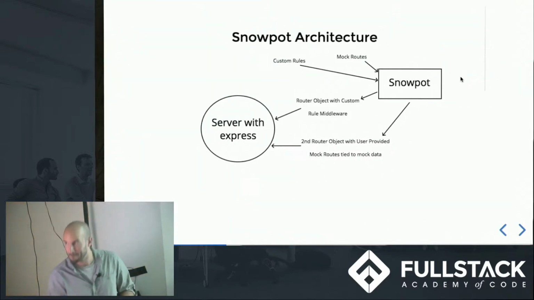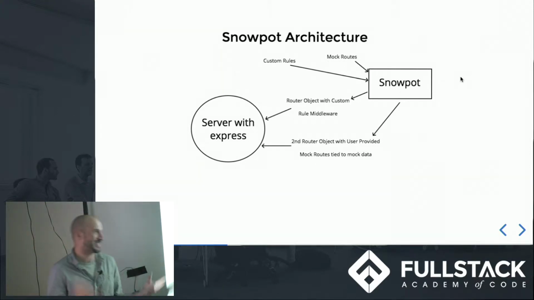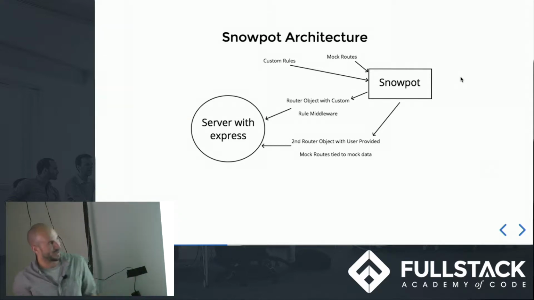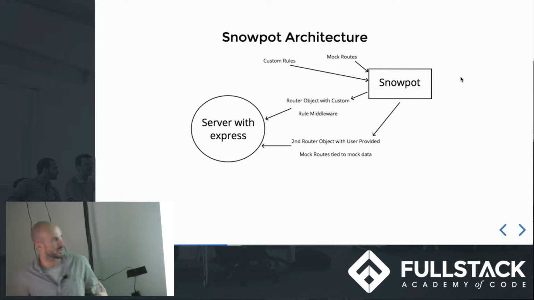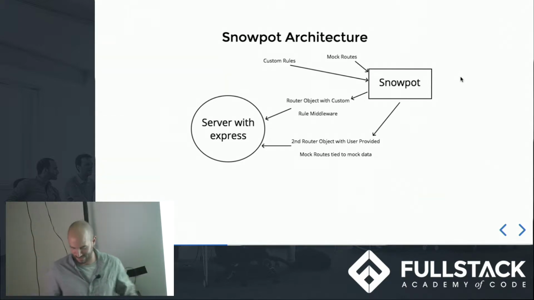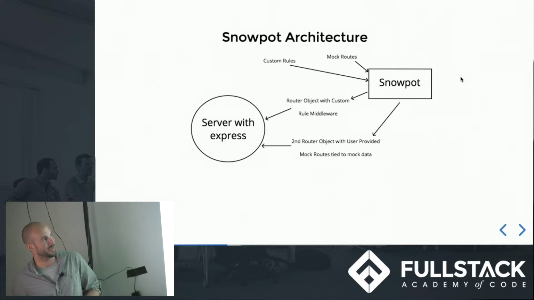So, this is my architecture. It's not exactly the most glamorous, but the user provides rules and mock routes, which go into Snowpot. It pushes out two router objects. One is the custom rules middleware, which has the option to ban them, add cookies, track their cookies, determine what to do with them, etc. The other router object has the user-provided mock routes. It also provides a function which allows you to manually blacklist somebody. That's not on the diagram, though.